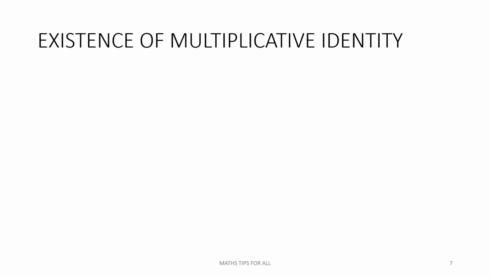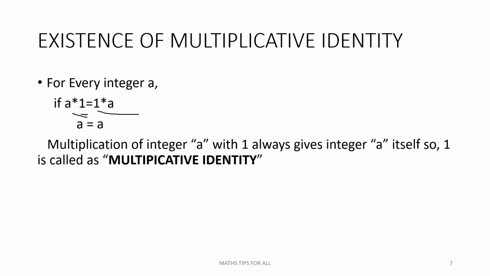Next, moving on to existence of multiplicative identity. In this, let's consider an integer a, only one integer, and we have to multiply this integer with 1. Either way we can multiply it as a into 1 or 1 into a. We all know that when we multiply in this way we always get a as the answer. So this number 1 is always known as a multiplicative identity, because with any integer you multiply this 1, you will get the same integer a.